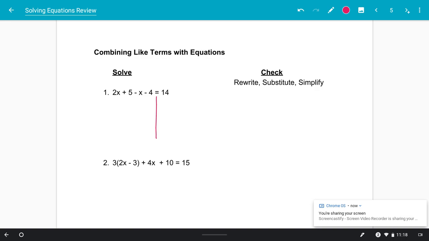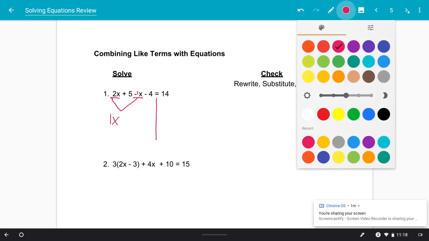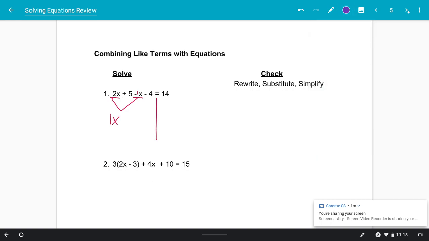So what I look for is that I have a 2x and a negative x. Notice that I'm keeping the sign with it. And so I'm going to combine those two first. 2x minus that 1x is going to give us 1x. Next, I notice that I have a positive 5 and a negative 4. Again, notice I'm keeping the signs with it. I can combine those two, 5 minus 4, to give a positive 1. So I've tidied up the left-hand side and I get equals 14 still to the right-hand side.